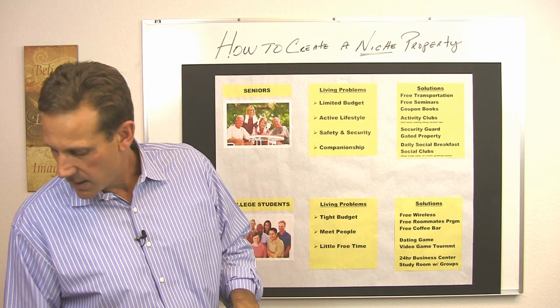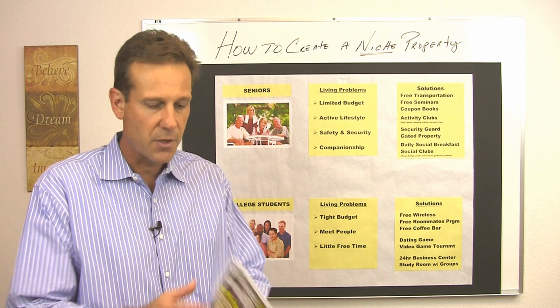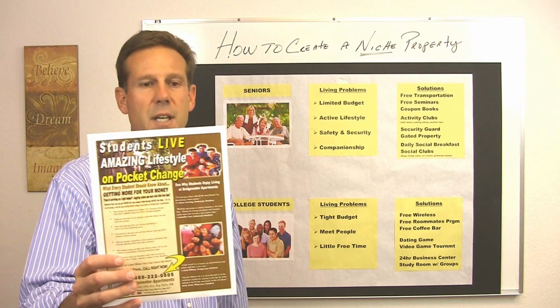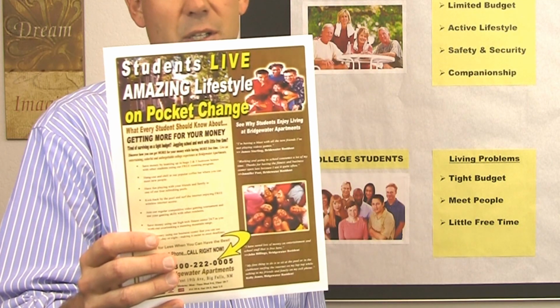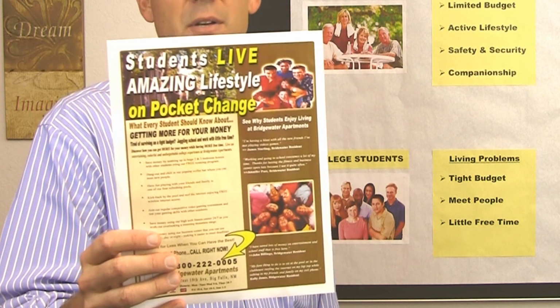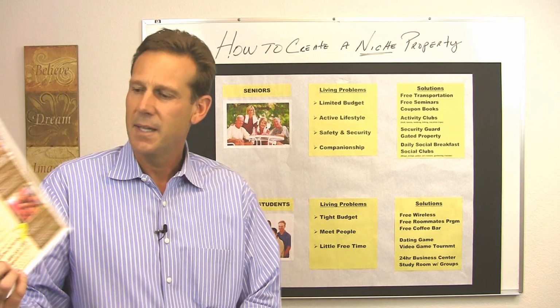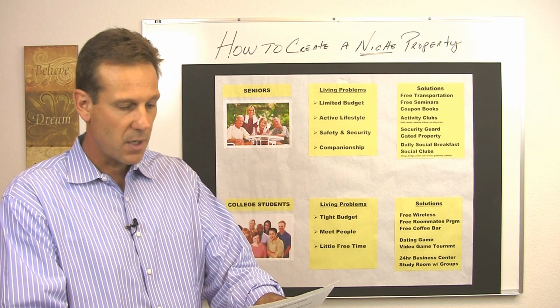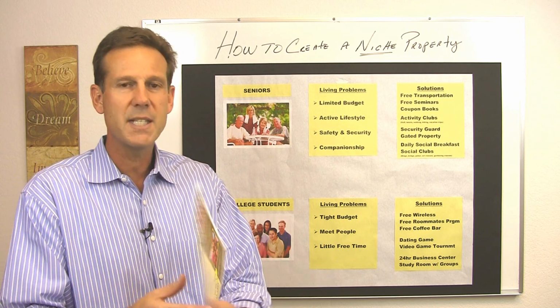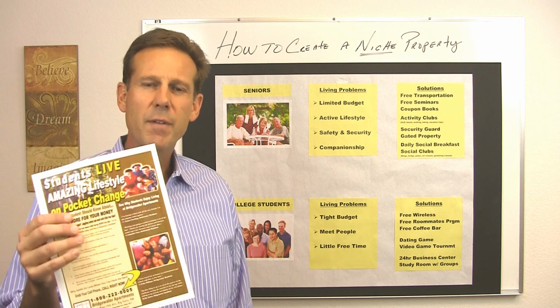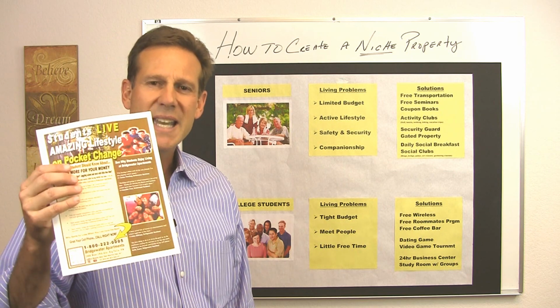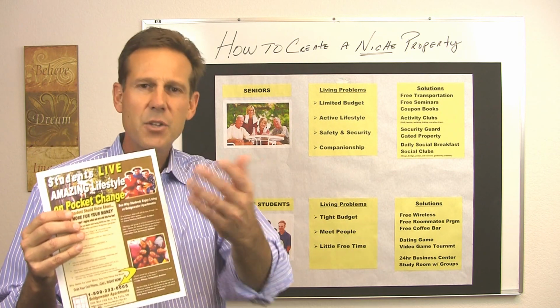Now we also created a marketing piece that went back out in the marketplace. This one says, students live amazing lifestyle on pocket change. What every student should know about getting more for your money. And if you look at some of the things we put on here, it really solves some of their problems. So when they see this advertising, they know this is the property for them because it's solving their living problems. We've created a niche for this group, and you can too with your properties.